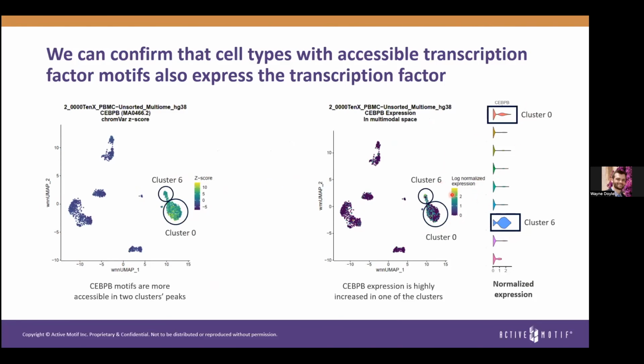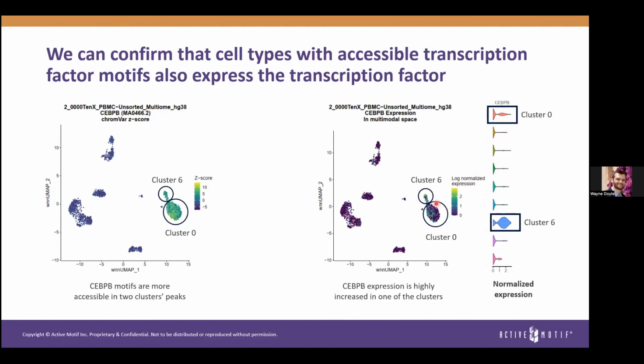So cluster 0, this large cluster, there's some expression of CEBPB. We can see that even here too. There's these nice green dots, but it's intermixed with these purple dots. So overall, it's not like every cell in cluster 0 is expressing this gene. It's just a subset of them.